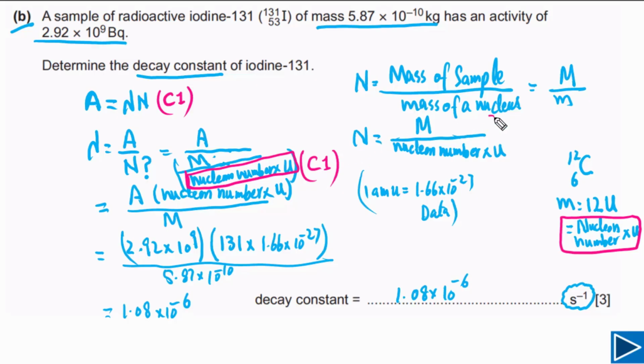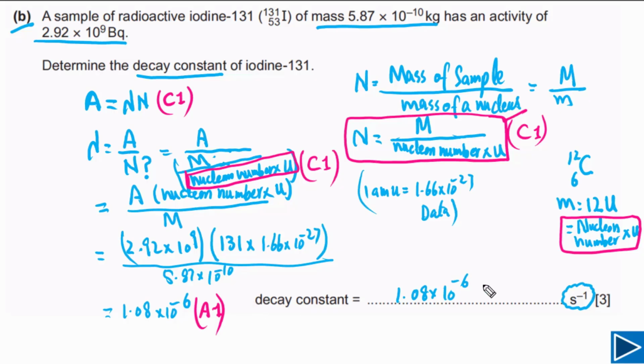Actually, the C mark will be for this one. The second C mark is for this. If you have figured out how to calculate the number of nuclei, you will get the second mark. And the last mark is for the answer mark. If you have got the right answer, you will get the third mark. So this is how marks will be distributed.